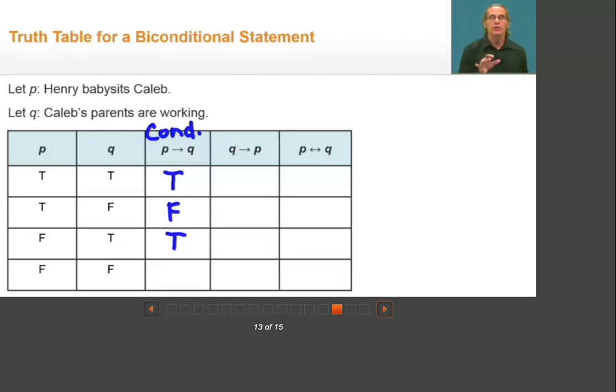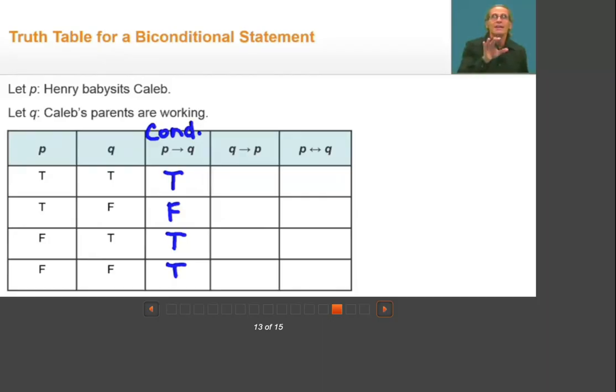Let's take a look at the last row where both P is false and Q is false. And logic will assign the conditional a value of true. This is because it does not refute or contradict the if P then Q. In other words, if Henry does not babysit Caleb, then Caleb's parents are not working doesn't really refute that when Henry actually does babysit Caleb, then Caleb's parents are working.